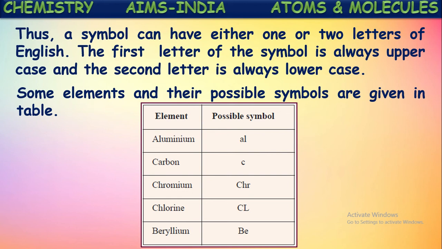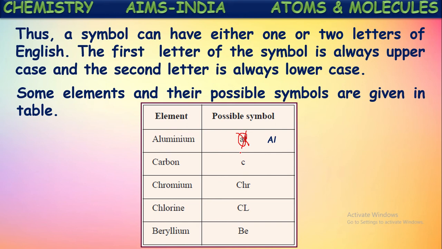But one of the rules proposed by J.J. Berzelius is that if there are two letters in the symbol, the first letter should be written in uppercase and the second one in lowercase. See here, AL, how it is mentioned, both are uppercase letters. So this is an incorrect symbol for aluminium. What will be the correct symbol? This is capital A, small l.